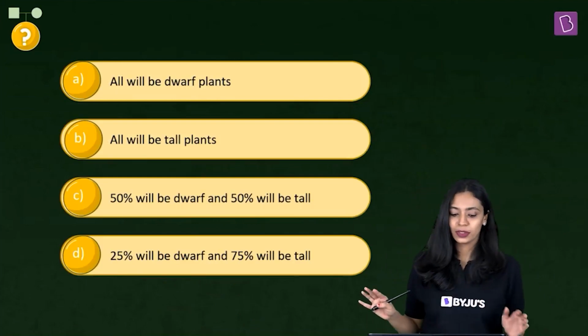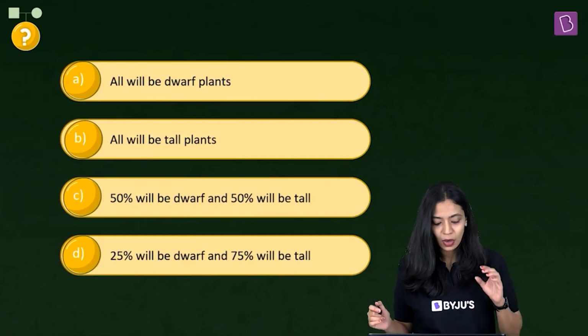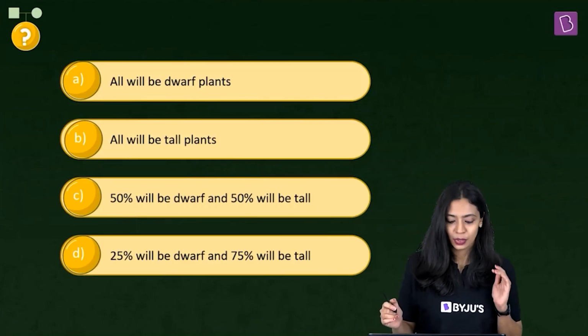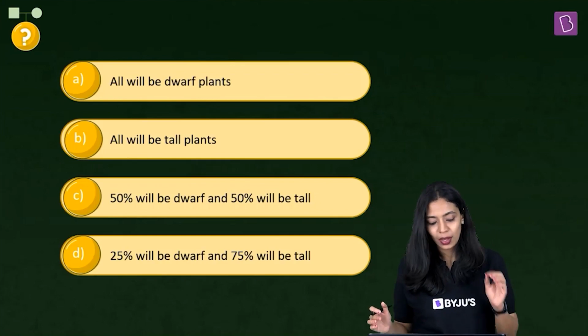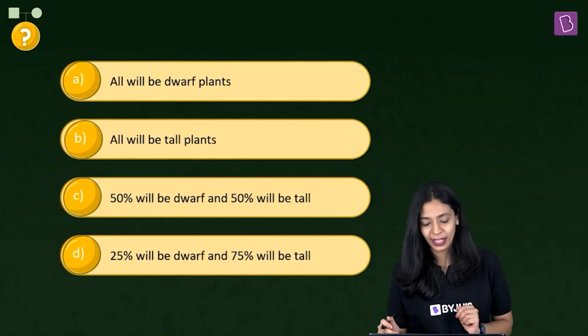Option A, all will be dwarf plants. Option B, all will be tall plants. Option C, 50% will be dwarf and 50% will be tall. Option D, 25% will be dwarf and 75% will be tall.